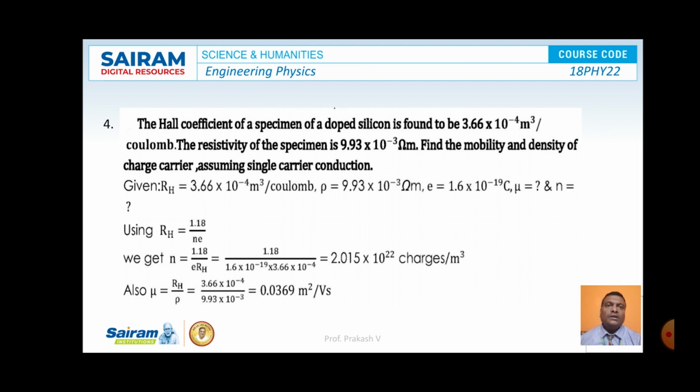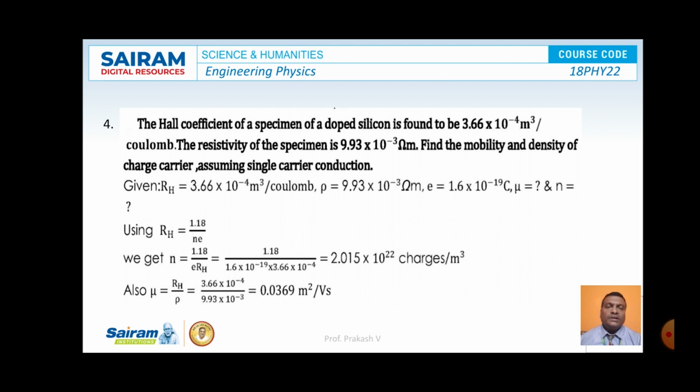So here the Hall coefficient RH is equal to 3.66 × 10^-4 m³/C, and the resistivity of the specimen, that is rho, is 9.93 × 10^-3 ohm meter, and the charge of the electron is 1.6 × 10^-19 coulomb. And what is the value of mu and n here? That is, mobility and carrier concentration.